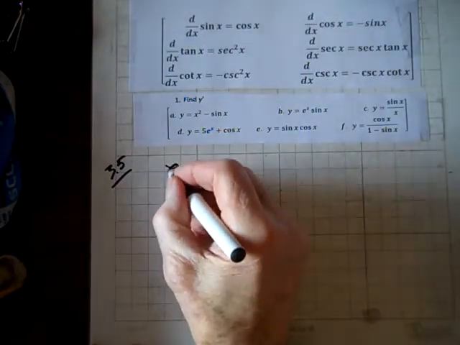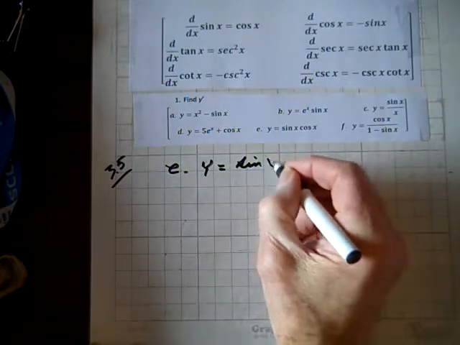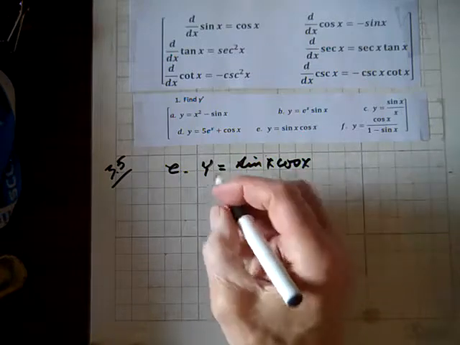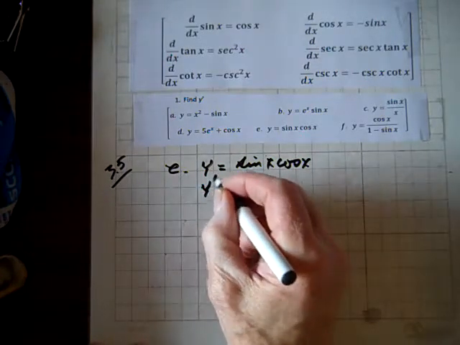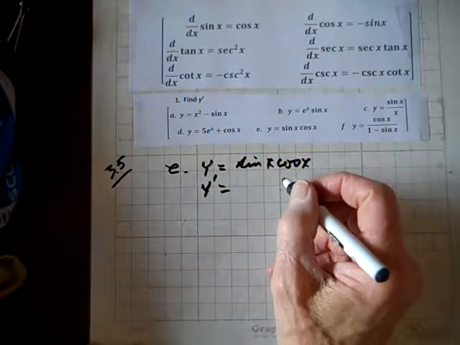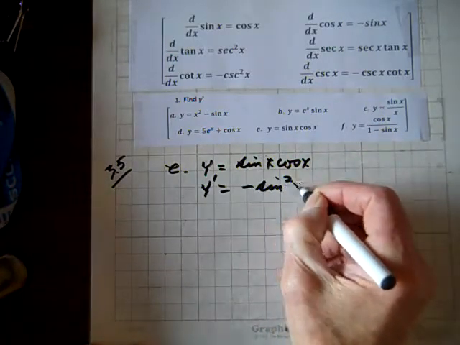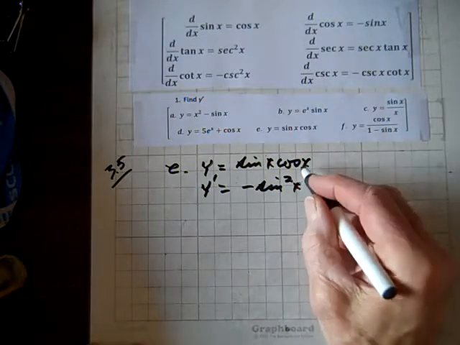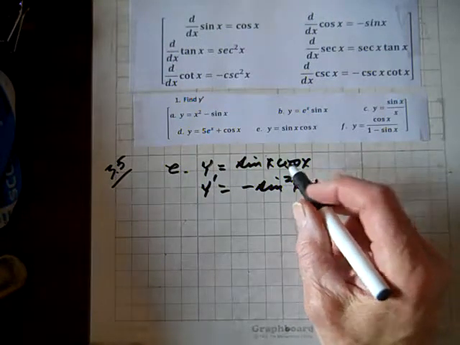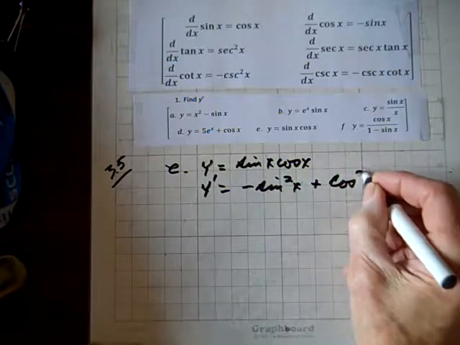Well, we just have two more to do, so let's get them. And that is, we did d, let's do e. So e, y equals sine of x cosine of x. So we need to use the product rule. So y prime equals, holding sine of x constant, taking the derivative of cosine of x, which is negative sine of x, we get negative sine squared of x. Plus, now we'll hold cosine of x constant and take the derivative of sine of x, which is cosine of x, and we wind up with cosine squared of x.